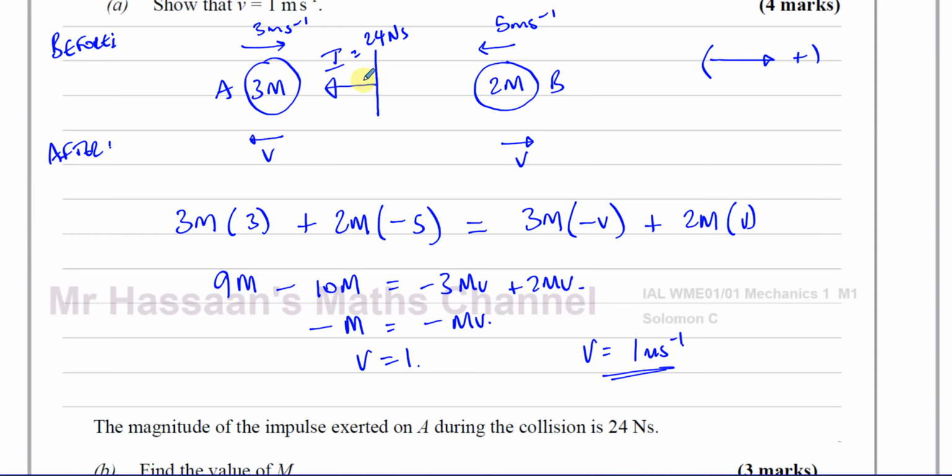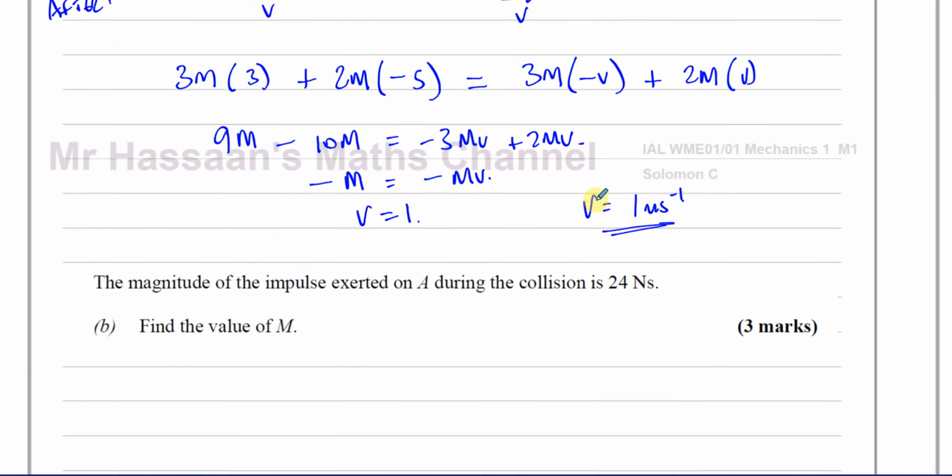But because it's acting in this direction, opposing the initial motion of A, the impulse is what changed its motion, so it acted against the way it was moving. It's going to be negative according to our convention here. So I know that the impulse of an object is equal to the change in momentum. So it's m times the final velocity minus the initial velocity. In our situation, our impulse is negative 24.